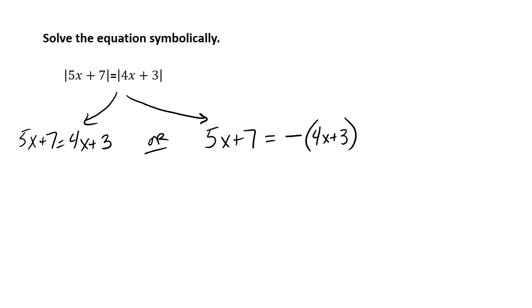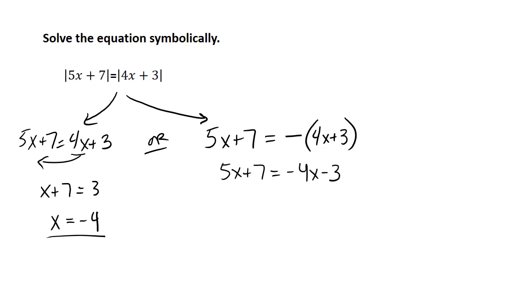So if we solve these equations, subtracting the 4x from both sides, we get x plus 7 equals 3. And then subtract the 7, x equals -4. That would be one solution. And over here on the right, first we need to distribute the negative.